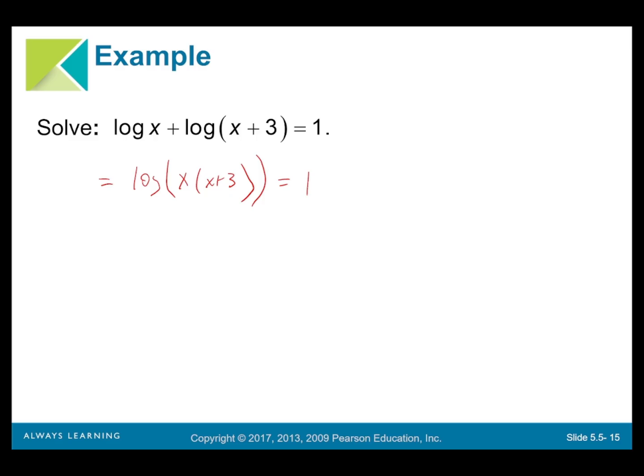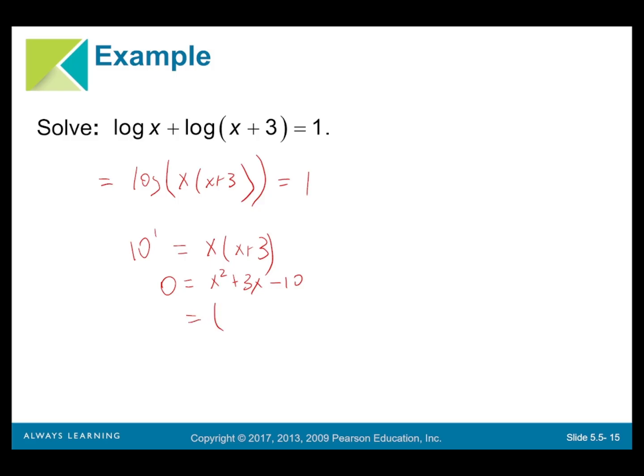Now this is a log base 10 question, so we could think of this as 10 to the 1 equals x times x plus 3. There are a few different ways to get here, but this is the equivalent exponential expression, right? I know my log base is 10, and I know my exponent is 1, since that's what the log equals. And so 10 to the 1 must equal x times x plus 3. We can simplify this more. The right-hand side becomes x squared plus 3x. And if I subtract the 10 over, we end up here.